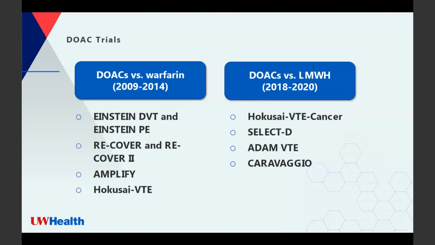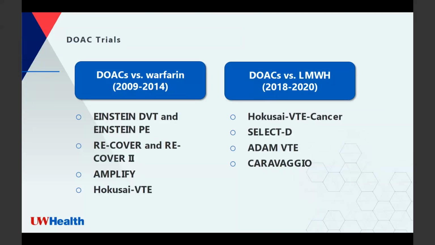I'll first summarize the data that compared DOACs to warfarin, and these trials are a bit older. They were published between 2009 and 2014. These were the major trials that first supported the use of DOACs, and this includes the Einstein DVT and Einstein PE trials, the Recover and Recover 2 trials, and the Amplify and Hokusai VTE trials.